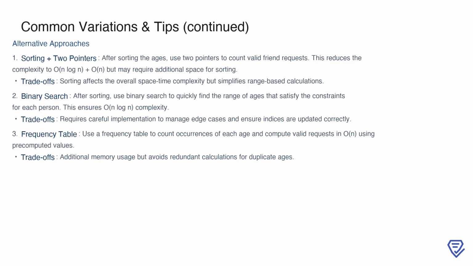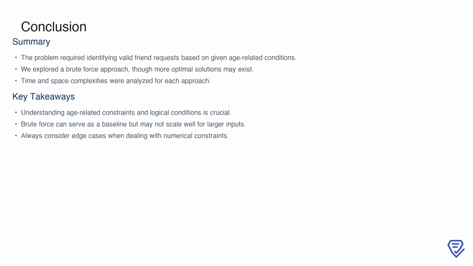By counting occurrences of each age, you can pre-compute valid friend requests in n, eliminating redundant calculations for duplicate ages. While this method is highly efficient in terms of computation, it does require additional memory for the frequency table. Understanding these trade-offs will help you decide which approach is best suited for the input size and constraints of your specific problem instance.